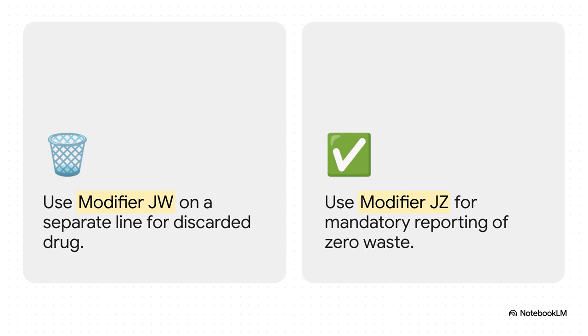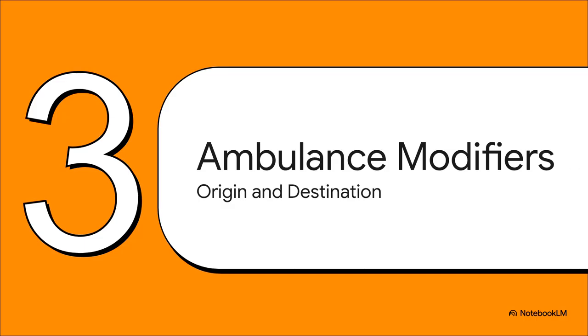But wait, what if that entire 50 milligram single-dose vial was used up with literally 0 waste? In that case, you've got to use modifier JZ. It's totally mandatory on Medicare claims to explicitly prove there was no discarded drug. So remember, JW is for waste, and JZ is for 0 waste. Simple as that. Let's keep this momentum going.